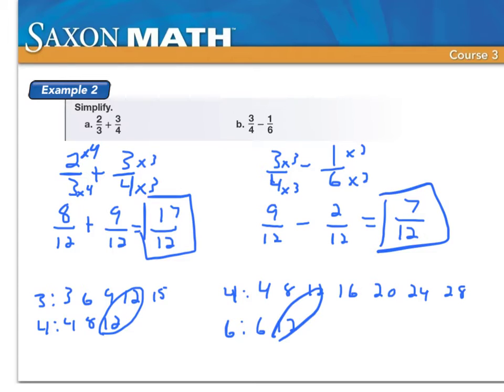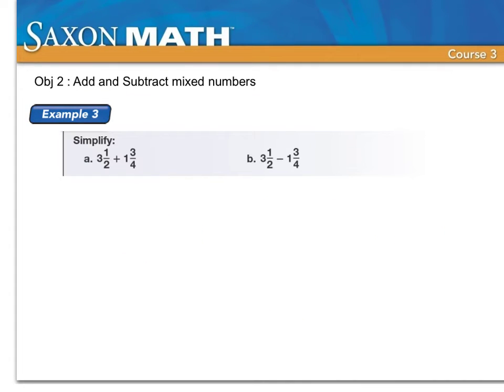Alright, let's keep on moving along. Objective 2 says that we are going to add and subtract mixed numbers. Okay? So, the only thing that changes about adding and subtracting mixed numbers is the very first step that we have to do is change each of these into just a fraction. Okay? Again, this should be review. So, I need to change 3.5 into a fraction.